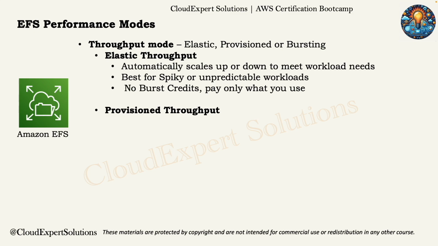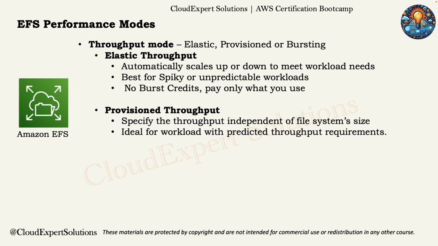With provisioned throughput, you specify a level of throughput that the file system can drive independent of the file system size or burst credit balance. You should use provisioned throughput if you know your workload performance requirement, and for this mode, AWS will charge for the amount of throughput provisioned or enabled for the file system.